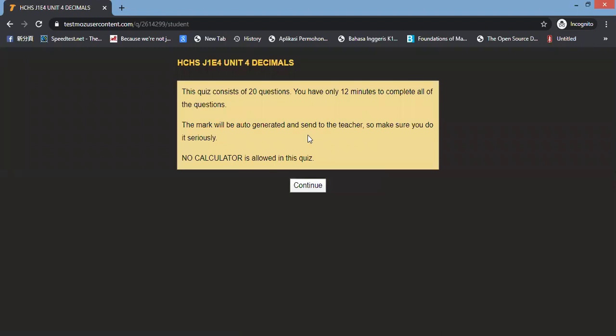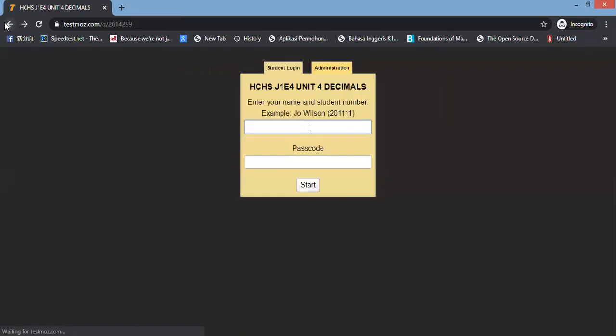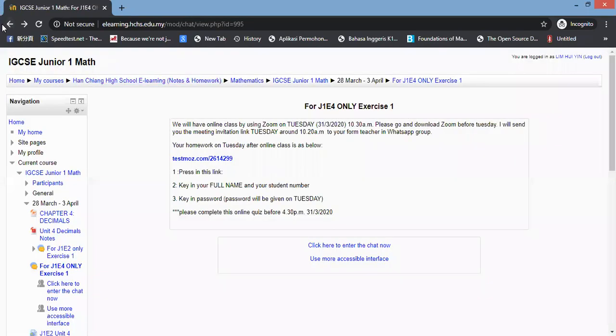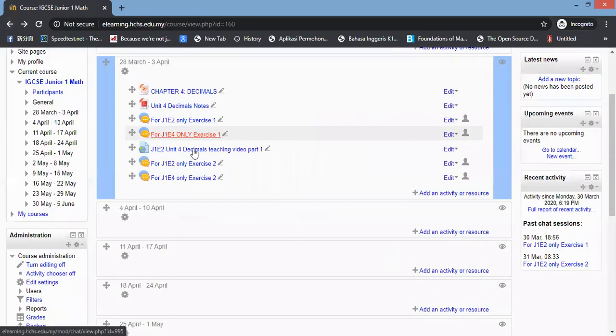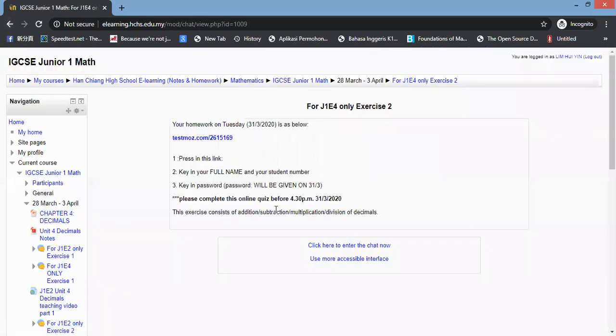This one is the first exercise. You have 20 questions and only 12 minutes, and you cannot use a calculator for this quiz. The same thing applies to exercise 2. You just press exercise 2, then you get into this page, the same thing. Later you press J1E4 exercise 2, then you get another link, then you do it. You must complete it by today before 4:30 p.m. Please tell your friends.